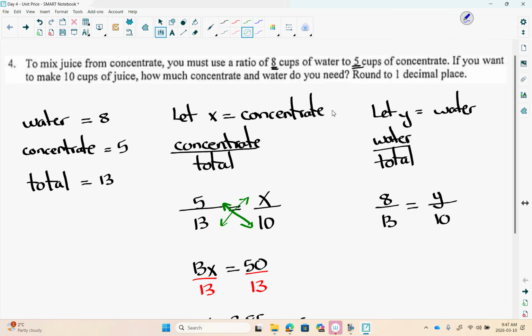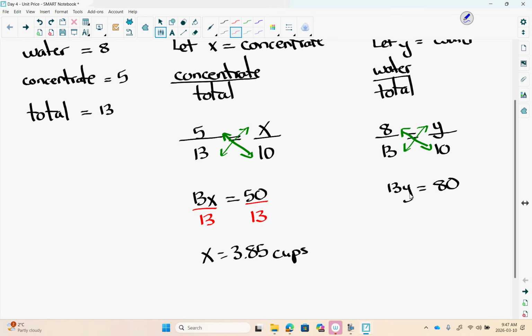And once again, I'll cross multiply. Y times 13 would give me 13Y. And 8 times 10 would give me 80. Don't forget to write your equal sign in between those. And what would you do from here? If you just want 1Y, you would divide both sides by 13, and you would end up with Y equal to 6.15 cups of water. 80 divided by 13 gives me 6.153846154.